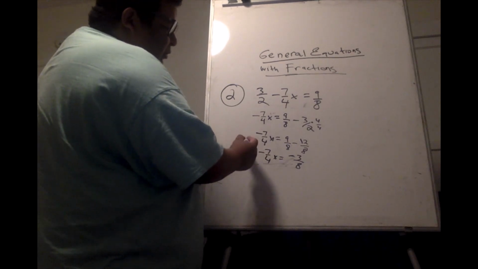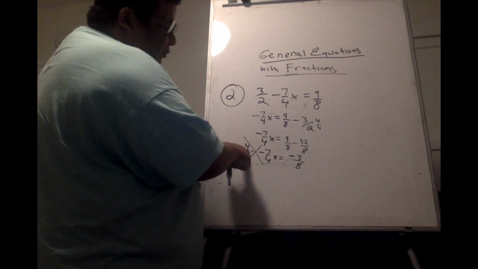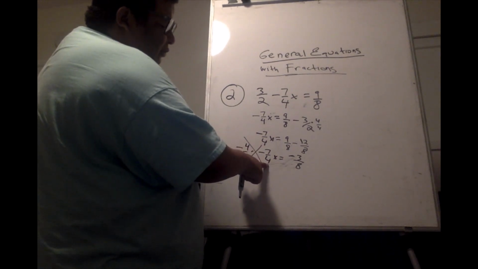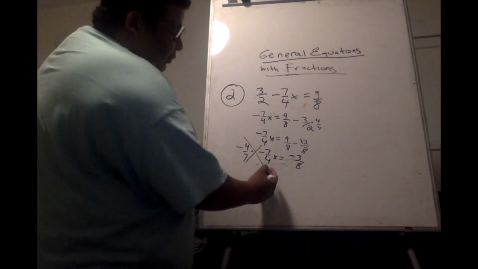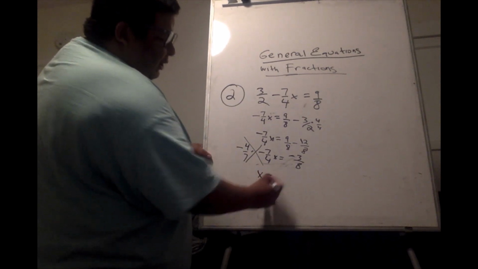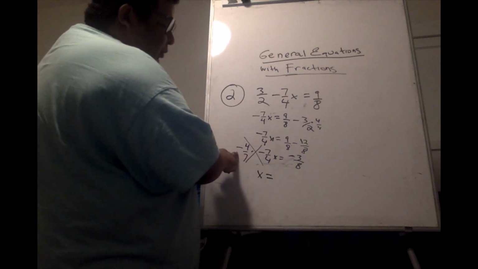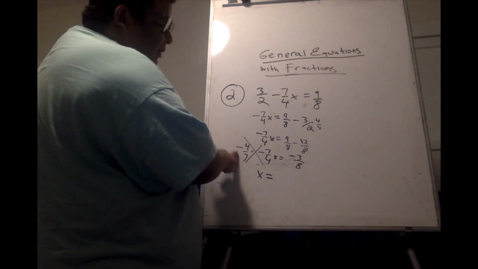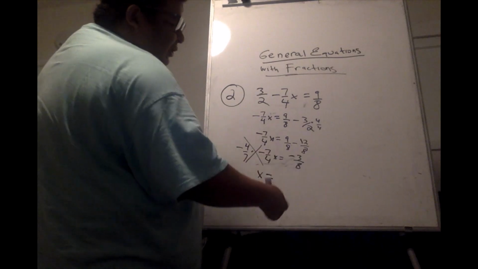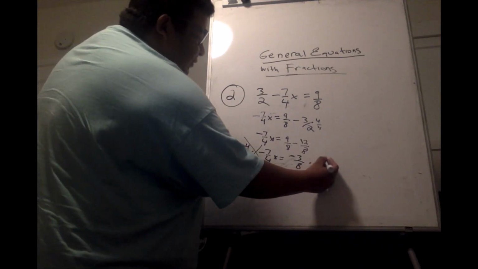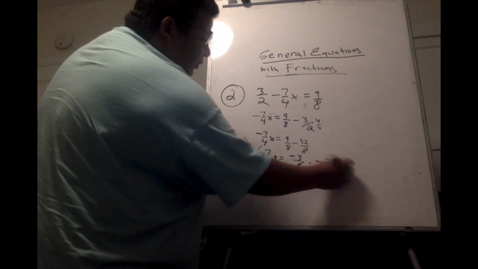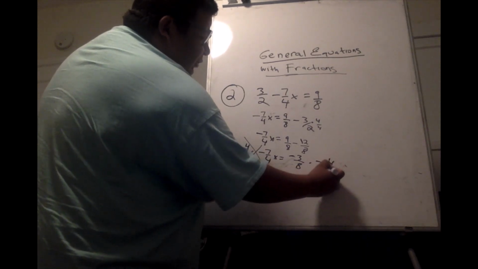So this cancels because 4 over 4 cancels, 7 over 7 cancels, and then negative negative cancels. So we're left with x on the left side. But because we multiplied the left side by negative 4 over 7, we need to do the same thing to this side. So this one we're going to have to multiply by negative 4 over 7.